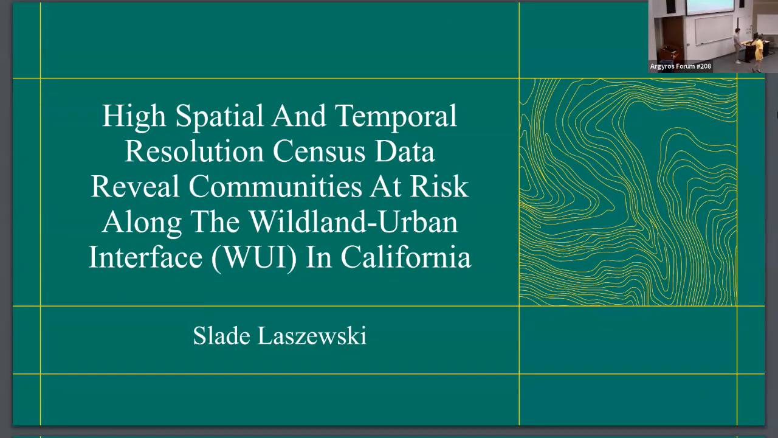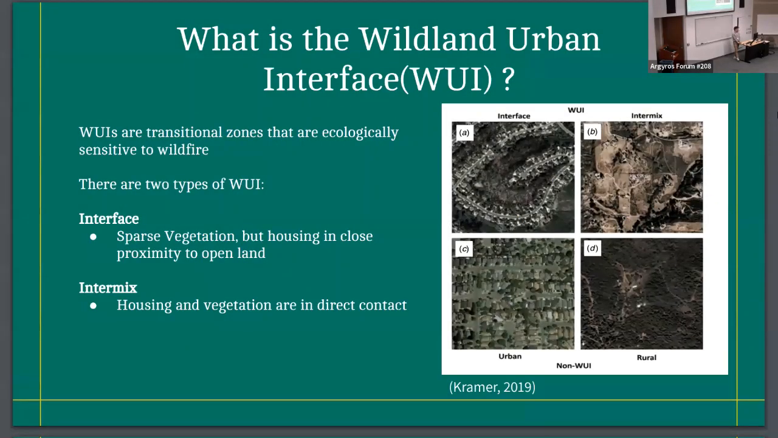Okay. Hello, my name is Slade Laszewski, and I'm going to present to you all on high spatial and temporal resolution census data revealing communities at risk along the wildland-urban interface in California. So what is the wildland-urban interface? The WUI is a transitional zone that is ecologically sensitive to wildfires.